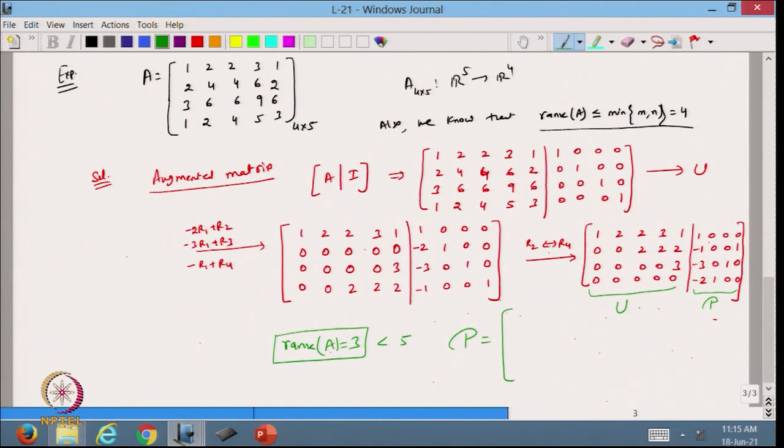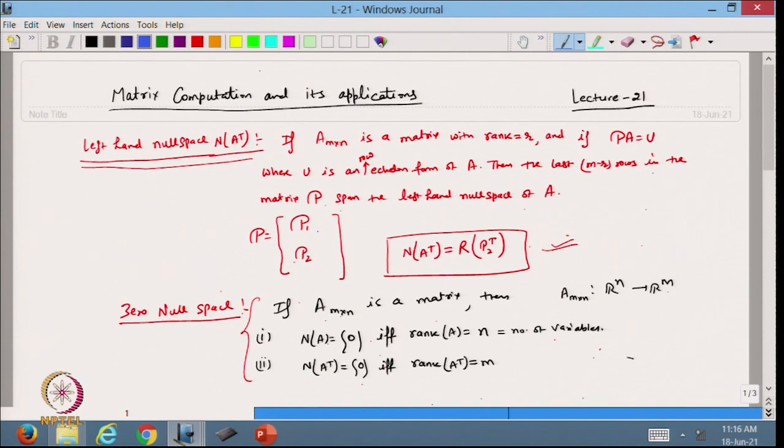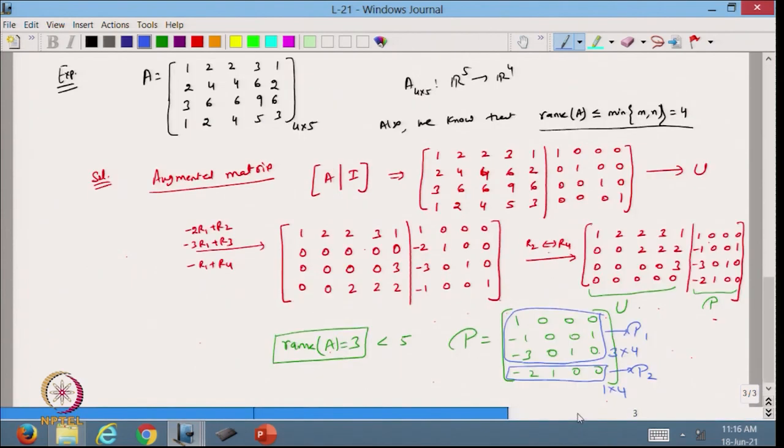Now, if you see P, P is coming basically 1 0 0 0, minus 1 0 0 1, minus 3 0 1 0 and minus 2 1 0 0. So, from here you can check that rank is 3. So, this first 3 rows make P1. Its dimension will be 3 cross 4. And this last row corresponding to the 0 row will be treated as P2 and its dimension is 1 cross 4, and the rank was 3. That is why we generally do not write the dimensions here, because everything depends. So, from here I get the value of P.